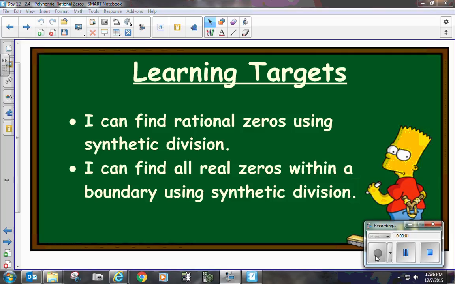All right, the learning targets. I can find rational zeros using synthetic division, and I can find all real zeros within a boundary using synthetic division. Notice that both actually end up using synthetic division, although for rational zeros, we can go another path. All right.